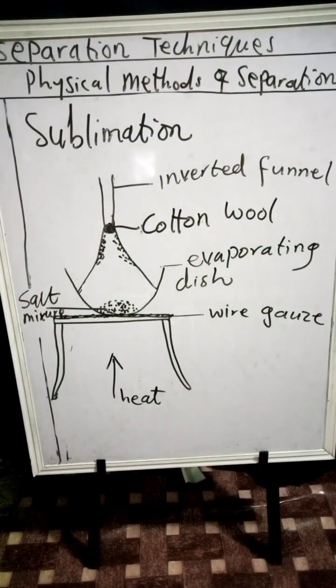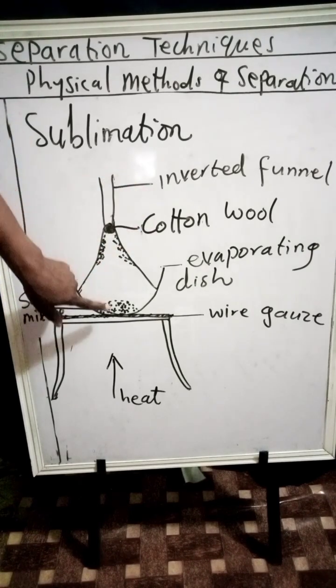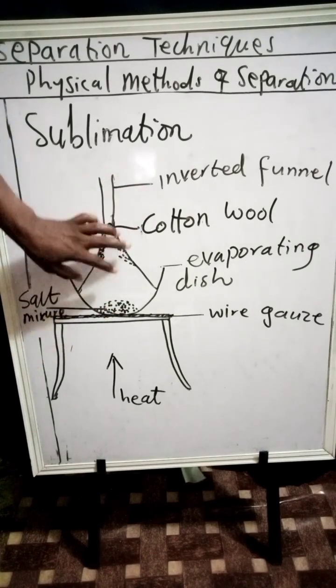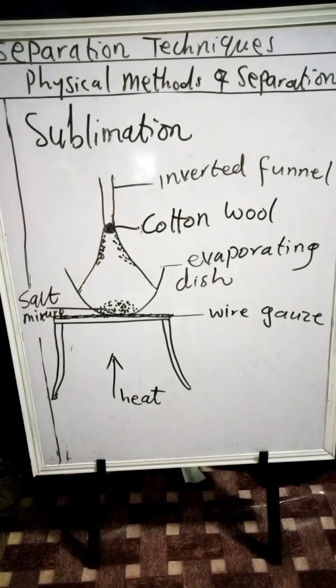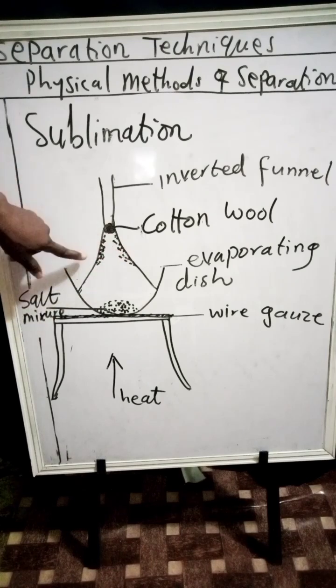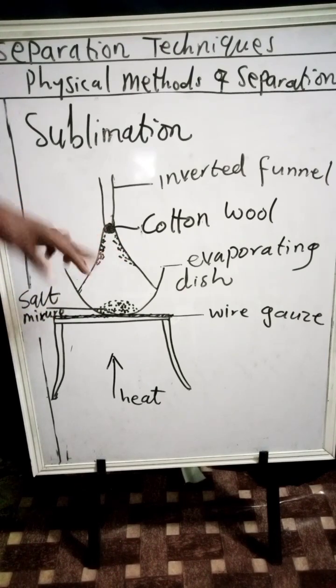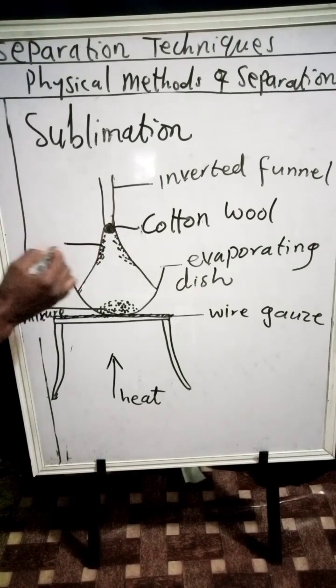So that vapor now, since it was not able to escape, will now cool because the temperature here is cooler than the temperature here. So when it cools within this area, it will get deposited. It will turn back into solid and get deposited at the walls of the funnel. And these ones here are the sublimates.